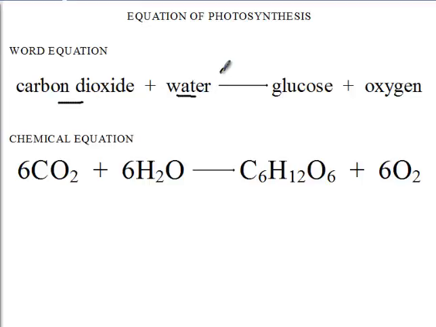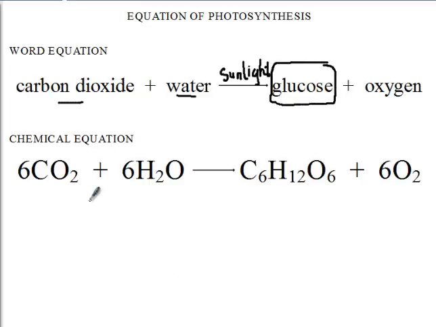There's something missing here. There should be sunlight on this arrow to indicate that it is happening in the presence of light. So here, carbon dioxide and water will be combined in the presence of light to give us glucose. This is the main product that the plant needs. And then oxygen will also be produced as a waste product. Carbon dioxide plus water in the presence of sunlight will give us glucose and oxygen as a waste product.